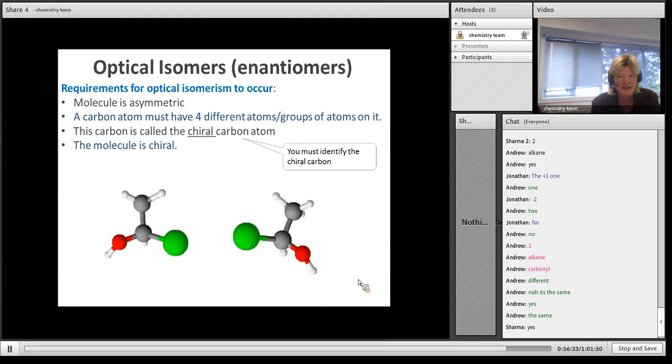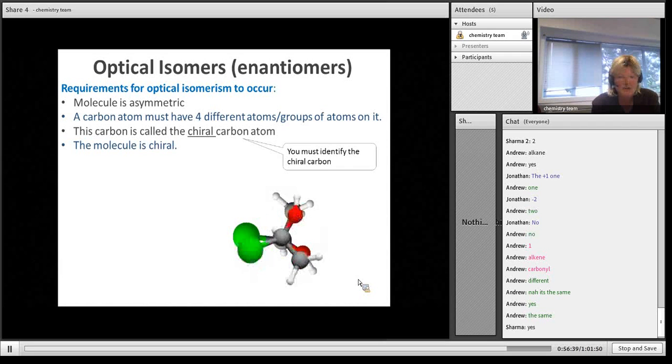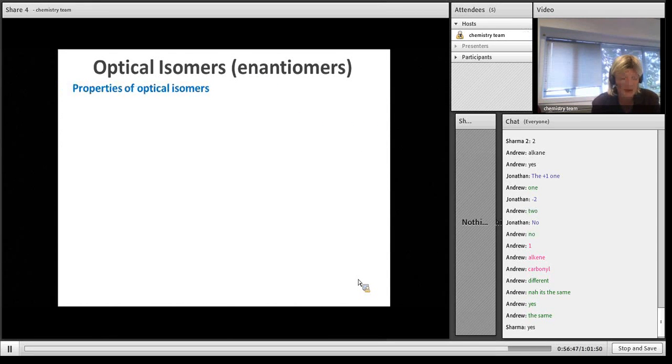So if I take those two, and you can see they are not superimposable, I can try and turn it around, but there's no way. I've now made the green match up and the red sort of match up, but the methyl groups are not matching up. So those are enantiomers. So what are the properties? First of all, because they're pretty much identical, they've got the same melting point, the same boiling point, the same density. Everything is absolutely identical.